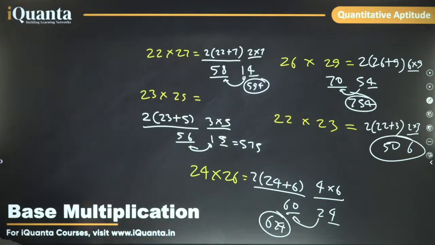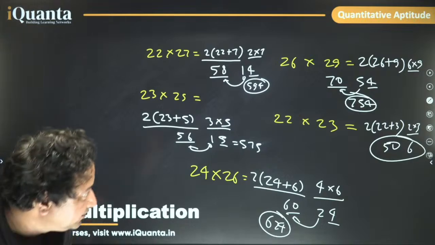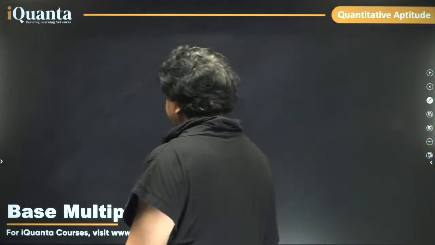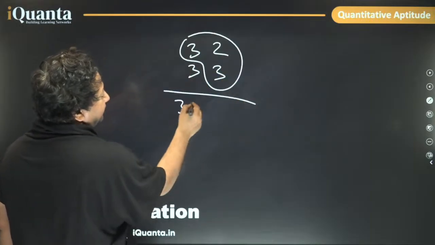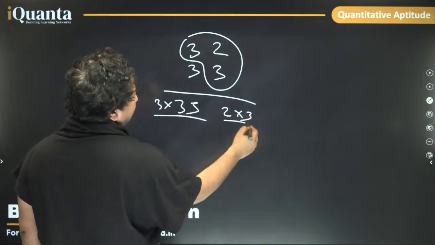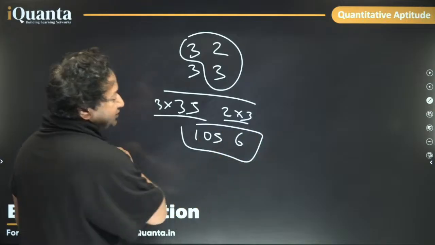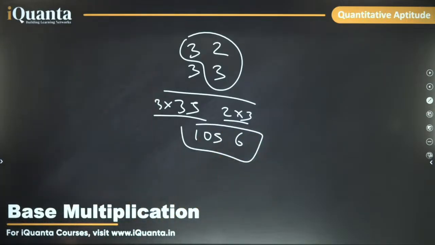Nice, isn't it? Did you get that? So tell me everyone, if the base is 30, what will happen? What will you do? Everything remains same. The only difference will be, let's say I want to multiply 32 and 33. Let's add these guys. We have 35 multiplied by 3, and then 2 into 3 is what we have. 6, this is 105. Answer is 1056. Nice, very good. All of you got that.